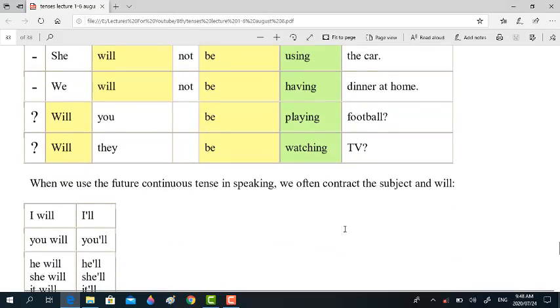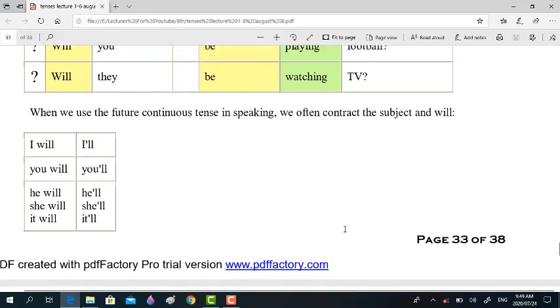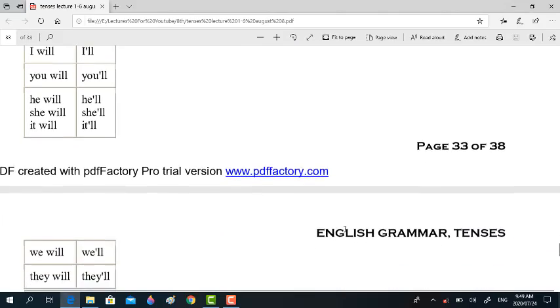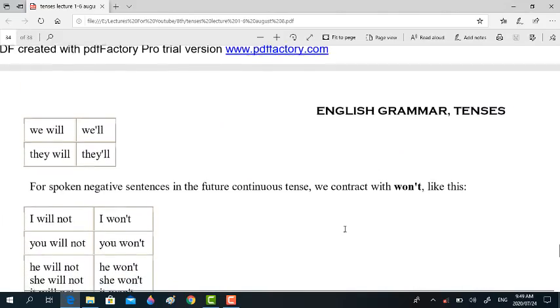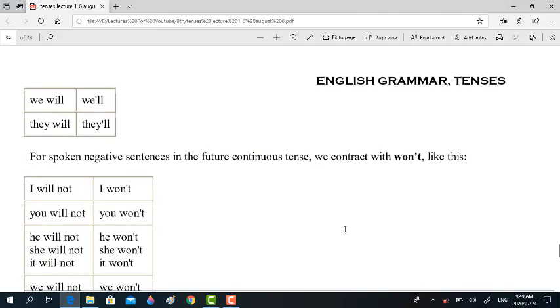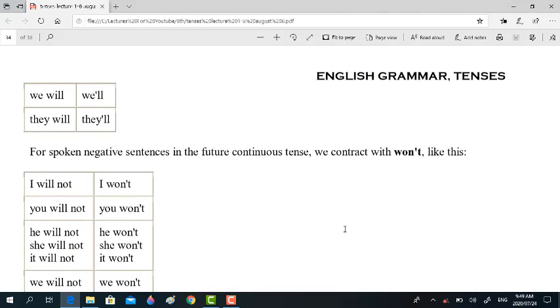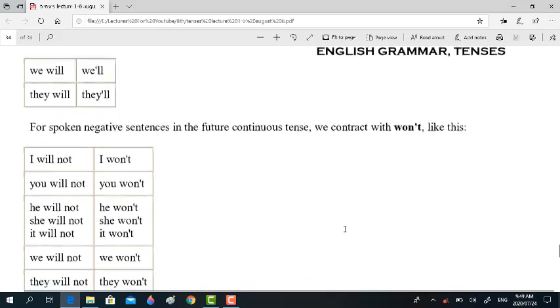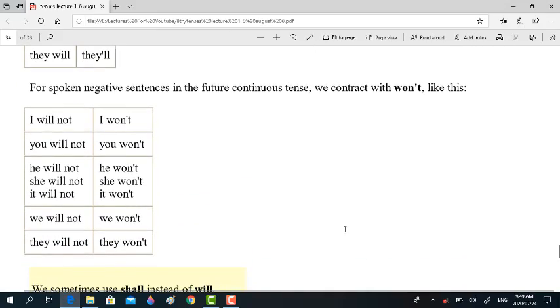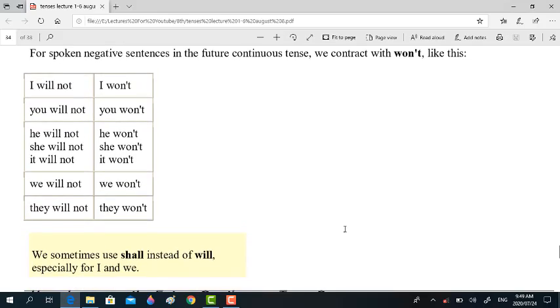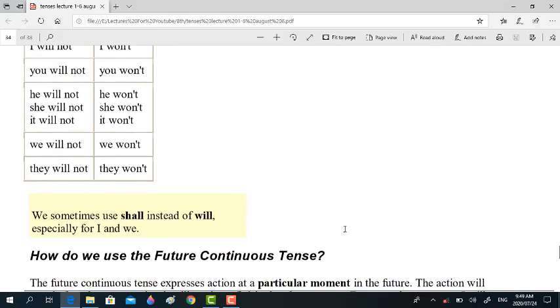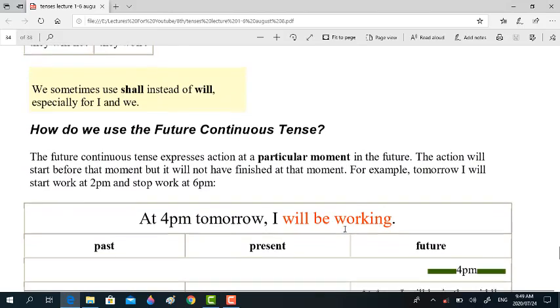When we use the future continuous tense in speaking, we often contract the subject and will, and the contraction rules are the same as we have been discussing since the very first. For spoken negative sentences in future continuous tense, we contract with won't. This has been discussed in the previous one as well.